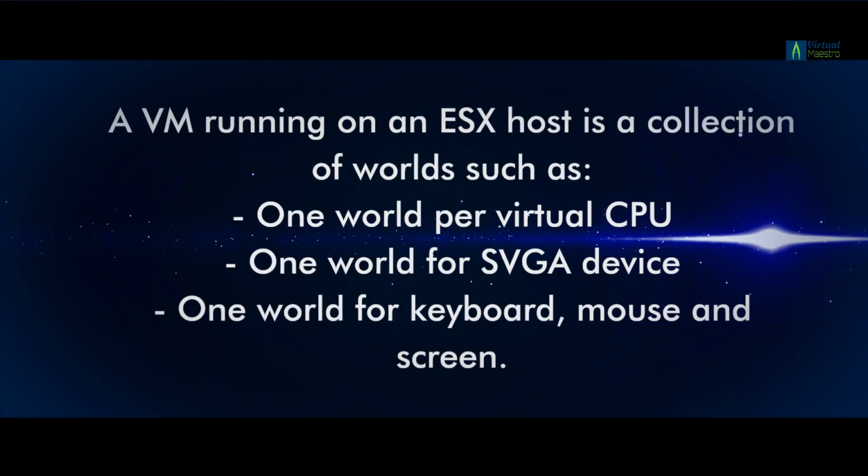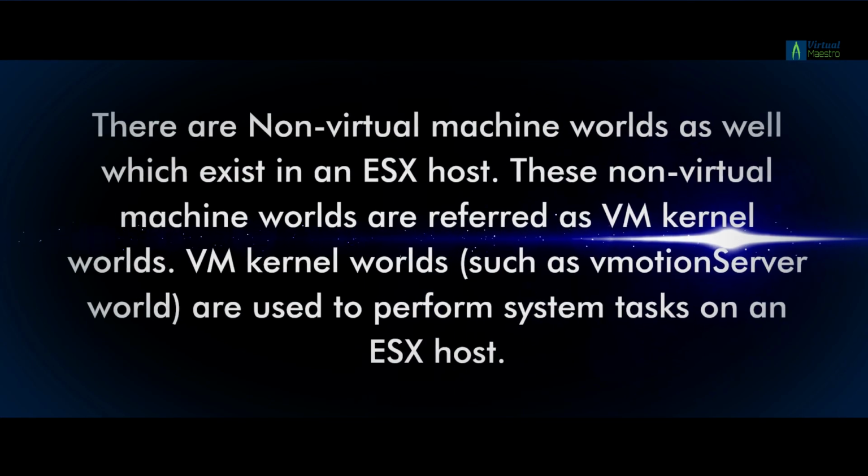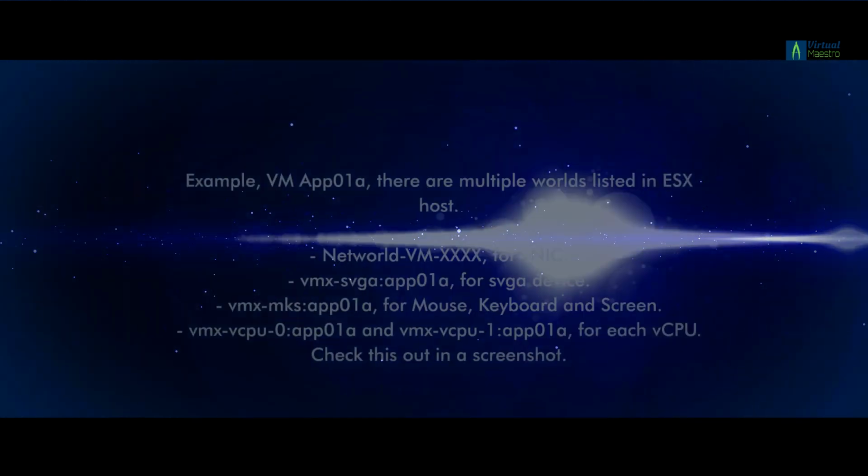A VM running on an ESX host is a collection of worlds, such as one world per virtual CPU, one world for the SVGA device, and one world for keyboard, mouse and screen. There are non-virtual machine worlds as well which exist in an ESX host. These non-virtual machine worlds are referred to as VMkernel worlds. VMkernel worlds, such as the vMotion server world, are used to perform system tasks on an ESX host.